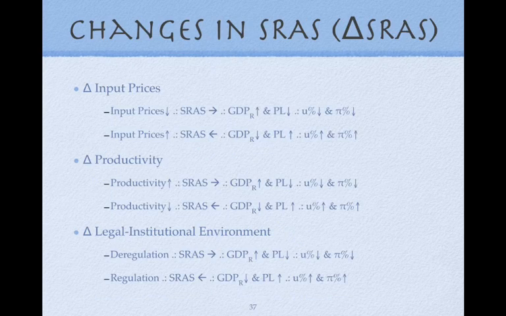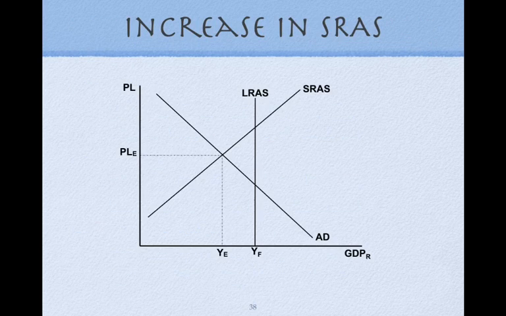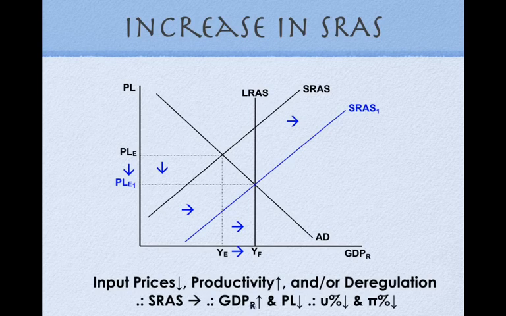Okay, so changes in SRAS, looking at our 3 factors: input prices, productivity, and our legal institutional environment. All right, let's say we're in a recession and businesses start getting more productive, or we're in a recession and the government decides to cut taxes on them. Well, hey, one of those factors happens and SRAS will increase, it'll shift to the right.